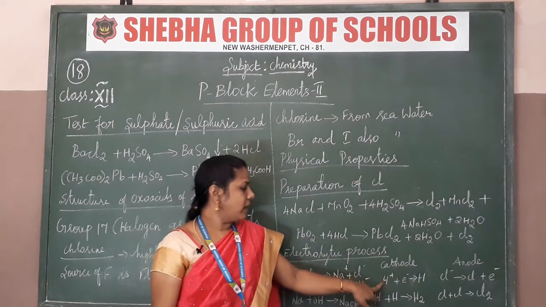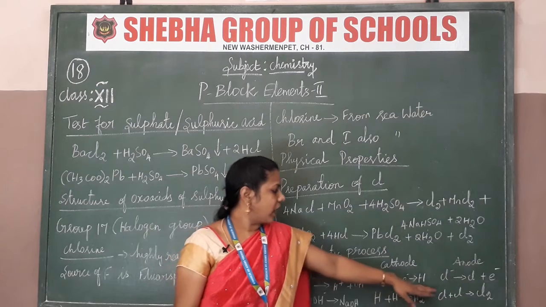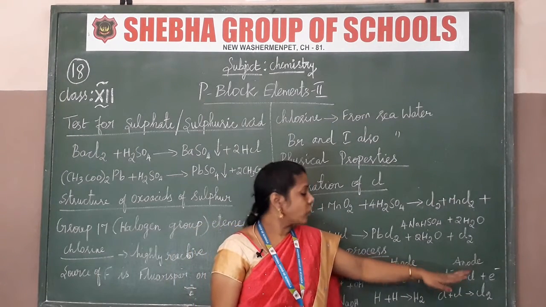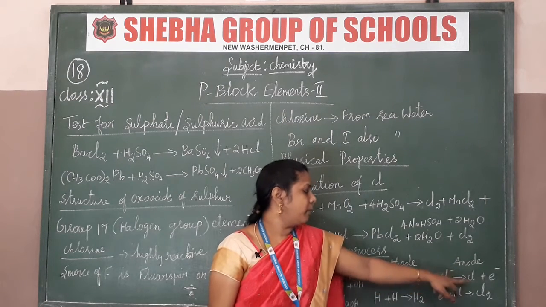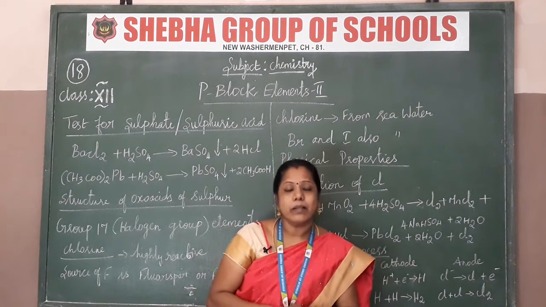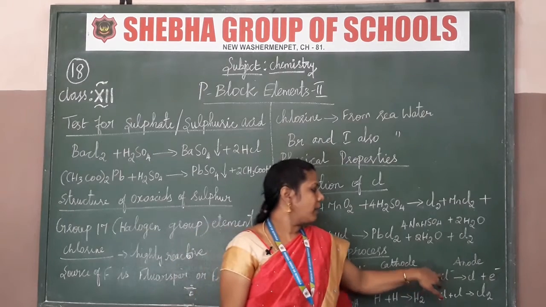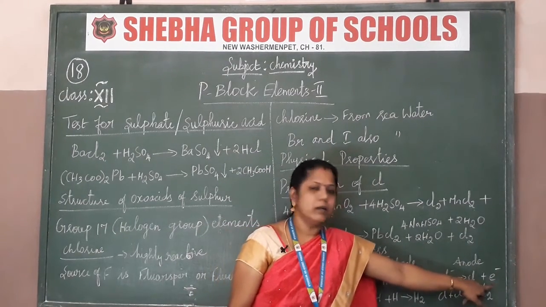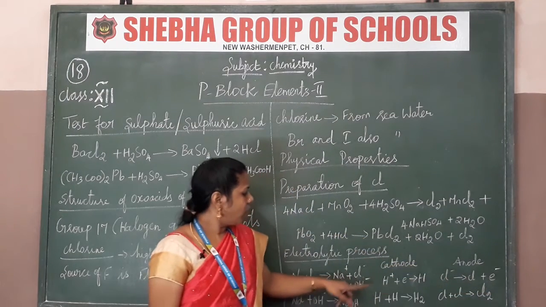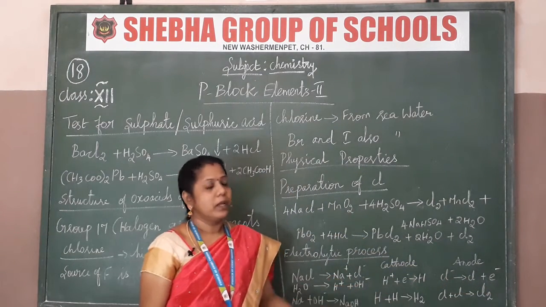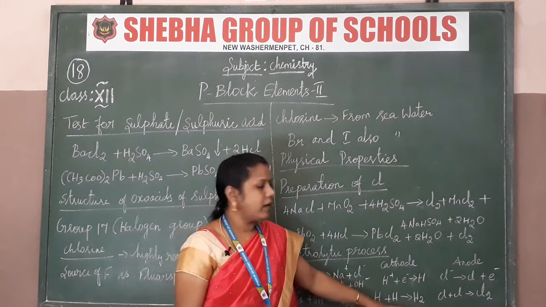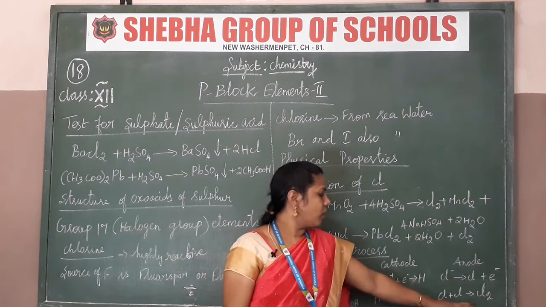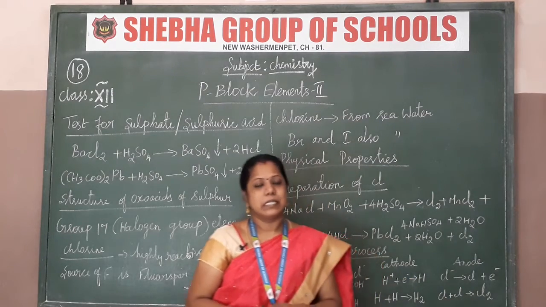For hydrogen, one electron is added and we get a hydrogen atom. For chlorine, electrons are removed from the chloride ion, so we get chlorine and electrons. Okay? Now move on to hydrogen. The two atoms of hydrogen react, and we get hydrogen in its gaseous state, and chlorine we get as Cl2.